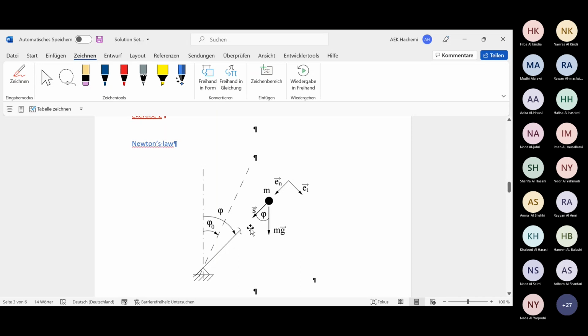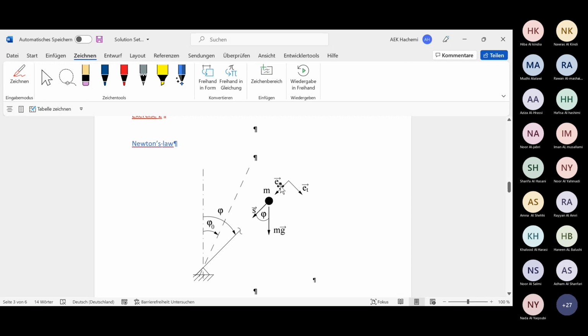That means we look at which forces are acting on the mass m. If we isolate the mass m, that means we do the free body diagram: we cut the rod, isolate the mass, and look at which forces are acting on it. As the motion occurs only under the influence of gravity, we have the weight mg.